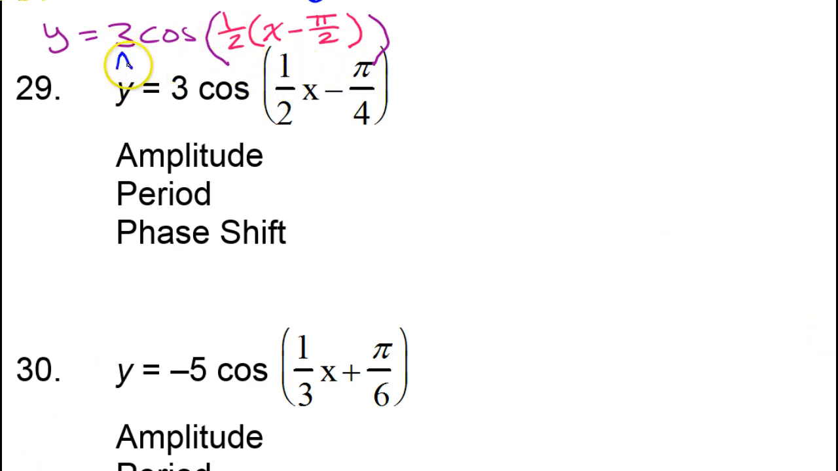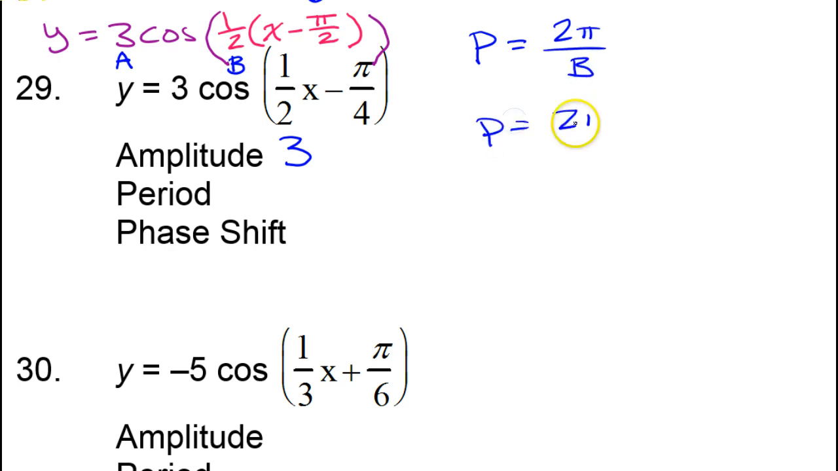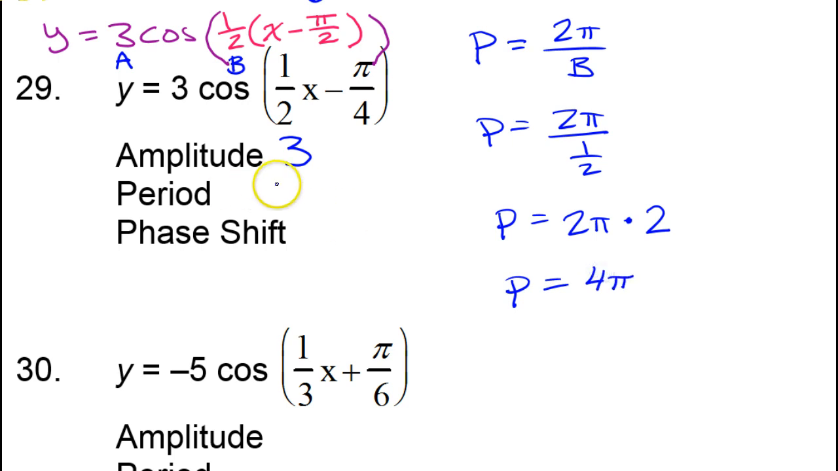Alright, so take a look. This is the a value. So that tells me that the amplitude is 3. This is the b value, the 1/2. That indirectly tells me the period, because the period is always 2 pi divided by the b value, which means that the period is 2 pi divided by 1/2. And when you divide by a fraction, that's the same thing as multiplying by the reciprocal. So that means that the period is 4 pi.